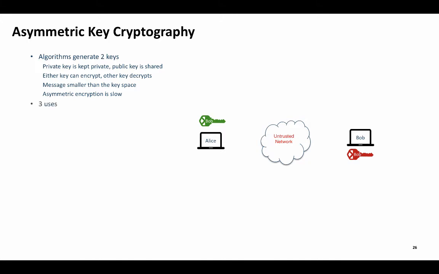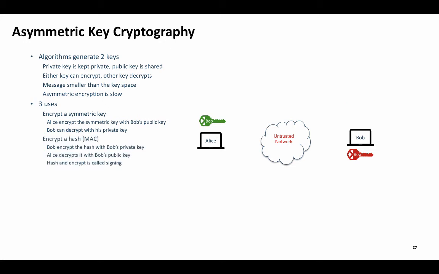Therefore, in practice, asymmetric key cryptography is used for three things. First, to encrypt symmetric keys to send them confidentially across an untrusted network. In our example, Alice has a symmetric key. She encrypts it with Bob's public key and sends it across the untrusted network to Bob. Then, Bob uses his private key to decrypt it, revealing the symmetric key.